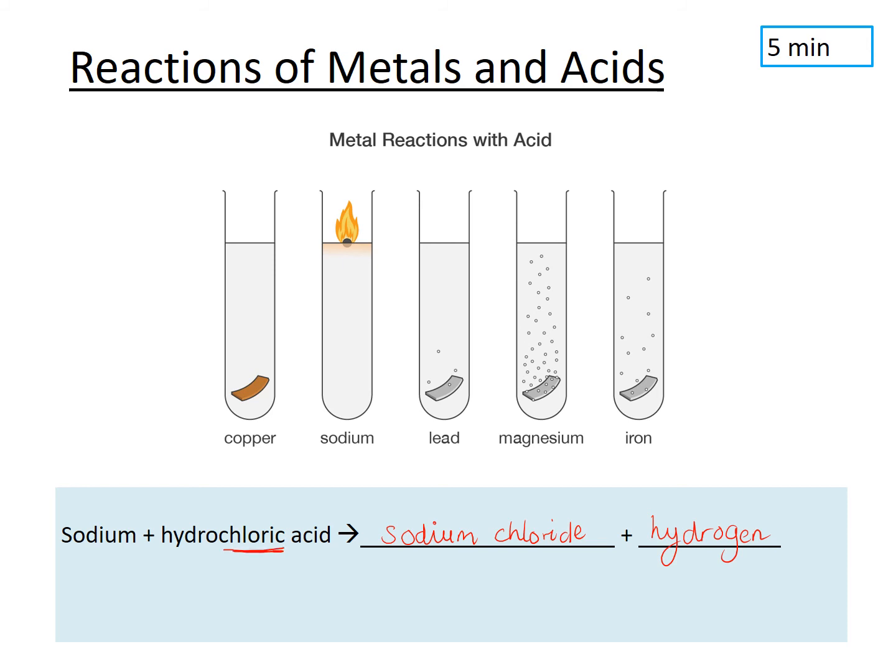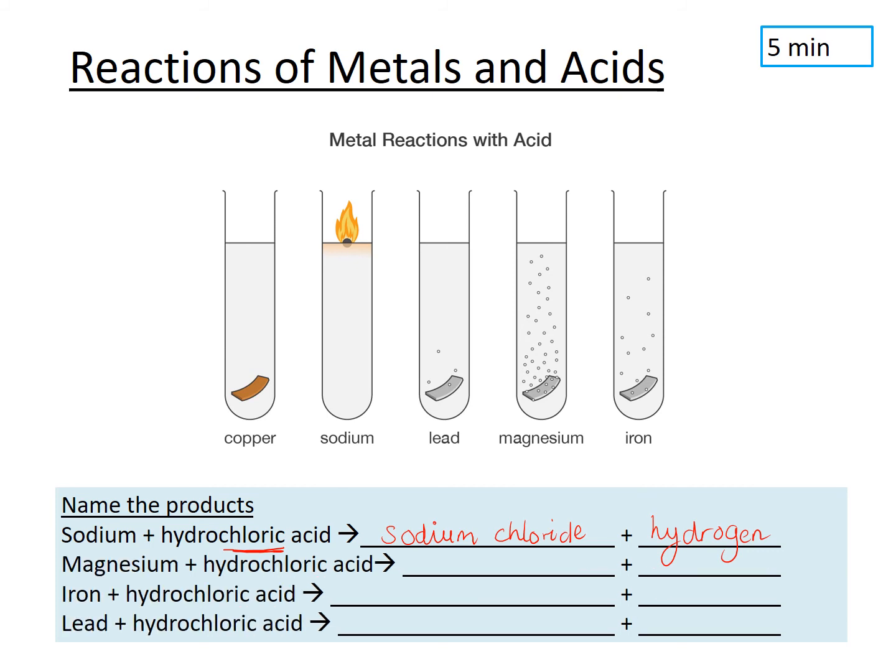Okay, so it's your turn. So I'm going to give you 3 more reactions. 1, 2, 3. And I want you to use the one that we've just gone through together. Sodium plus hydrochloric acid makes sodium chloride plus hydrogen. Use that equation to try and determine the names of the products for your next 3. You've got 5 minutes. Pause the video and we'll go through the answers when you're ready.